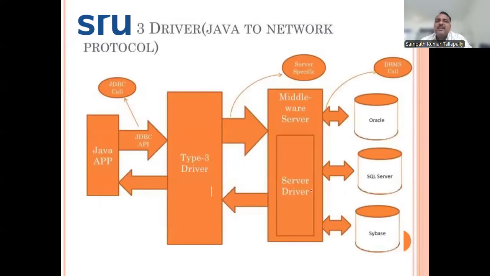And now we'll come to your type 3 driver. We'll see it as your Java 2 network protocol, where your Java program is going to interact with your driver first, and the driver in turn is going to interact with the server, which is called a middleware server. And this server in turn is going to have a driver server by which we interact with your database. So in your type 1 driver, we have ODBC. Type 2 driver, it is native. Whereas if it is a type 3 driver, we are going to have your middleware server, right?